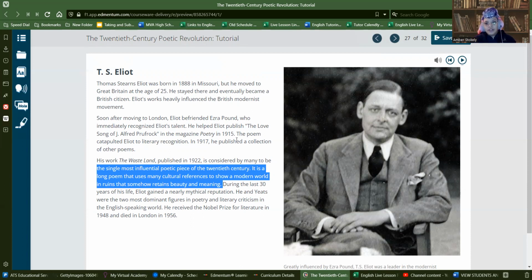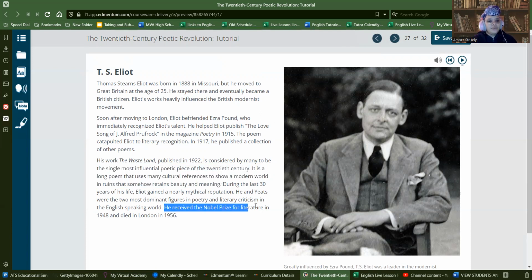So during the last 30 years of his life, he gained a nearly mythical reputation. Like T.S. Eliot is super popular. He's very, very popular. He's known for writing a lot of poems, for writing a lot of stories. And he even received the Nobel Prize for Literature in 1948. Basically, he and Yeats were considered to be like the top writers at the time.